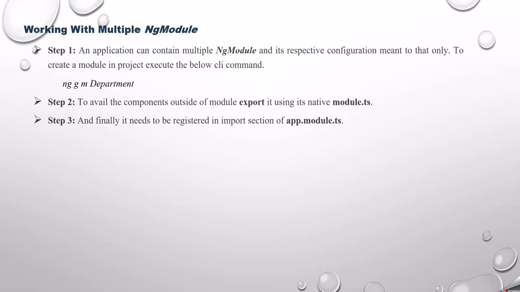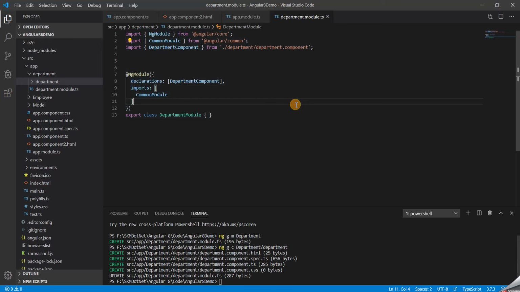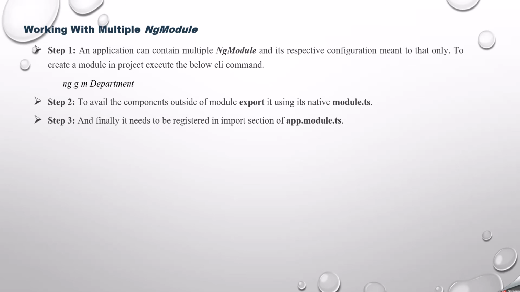The second step takes care of this: if you want any component to be used outside of the current module, then it needs to be exported in its native module.ts. Here, the native module.ts means the module we are talking about, department.module.ts, right? So here we need to export. And what does the third step tell about?